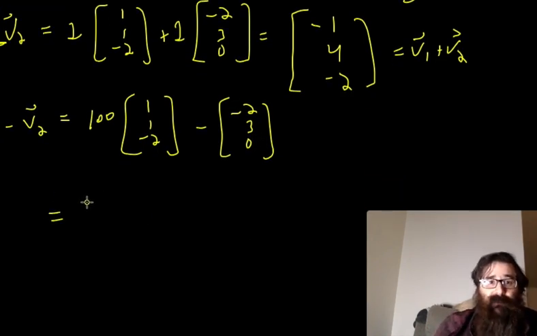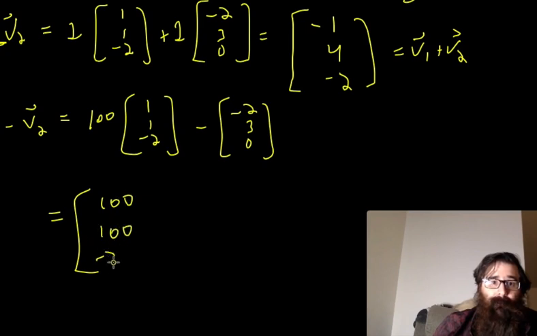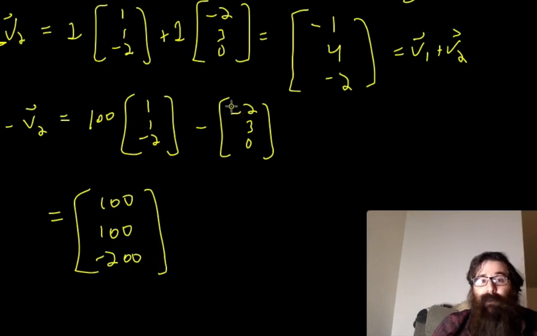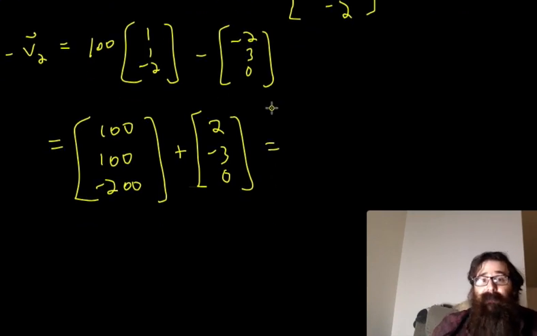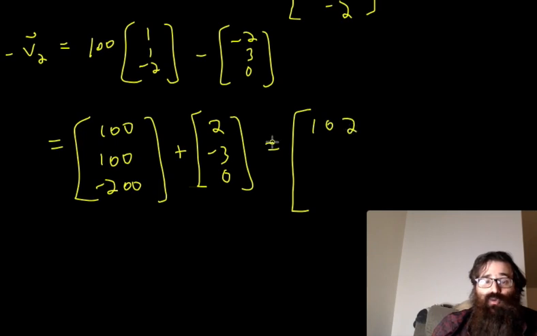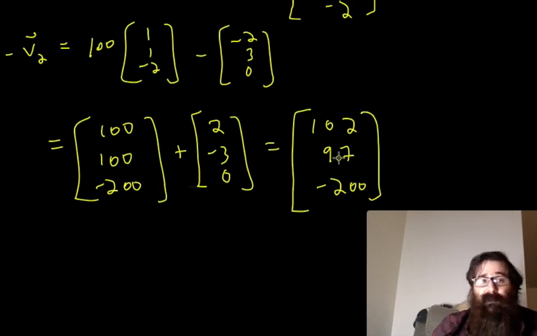And we'll say, well, how is this going to look? Well, I'm glad you asked. I would have 100, 100, minus 200, and then I can think about subtracting here. If I want, I can think like adding and bring that minus 1 as a coefficient in. So it'd be plus, here I get positive 2, negative 3, 0. And then I can go ahead and add these corresponding entries. So I'm going to get 102. 100 minus 3 is going to give me 97, and then negative 200. This is another vector in the span as well.